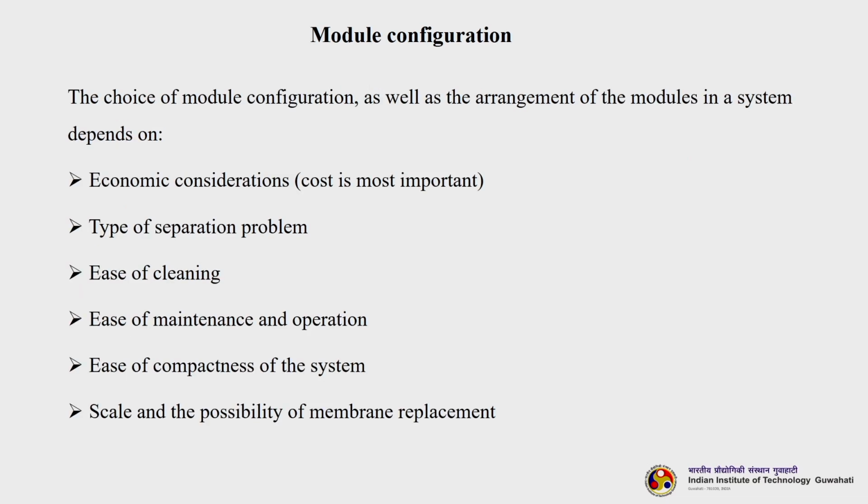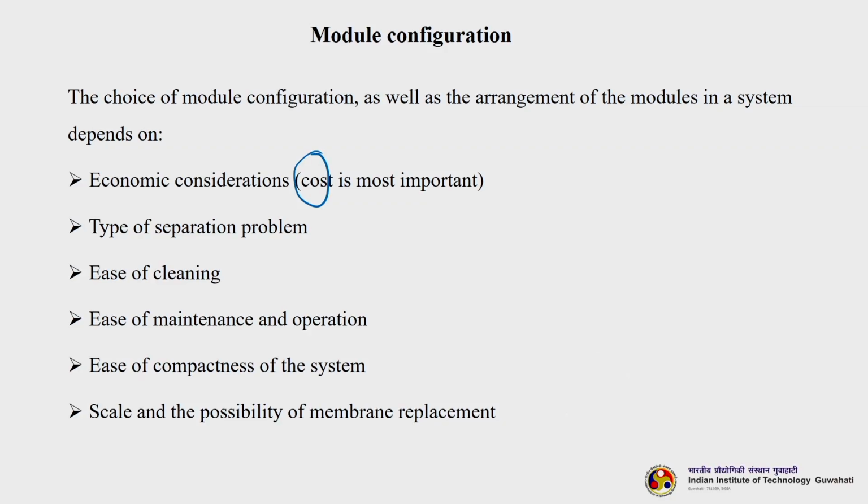The choice of module configuration as well as the arrangement of the modules in a system depends on several characteristic features. The first and foremost important thing is of course cost. Then the type of separation problem, what you are going to separate, is very important. You may be given a task of purifying water, it may be desalination of brackish water or sea water, removal of organics or heavy metals from a wastewater stream, or purifying proteins or monoclonal antibodies. The list is endless. That is one of the most important considerations while deciding a module configuration.